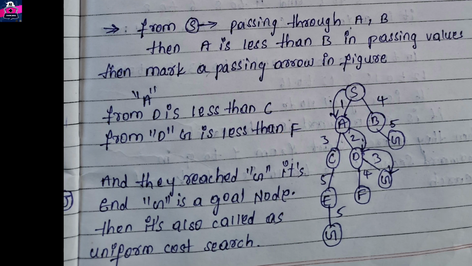Then this uniform cost search is. These are processed in a non-sequential manner, and it's also called going from lesser values in passing nodes. The process will be continued with arrows. This process is called uniform cost search in artificial intelligence. It's so easy to solve the given graph.